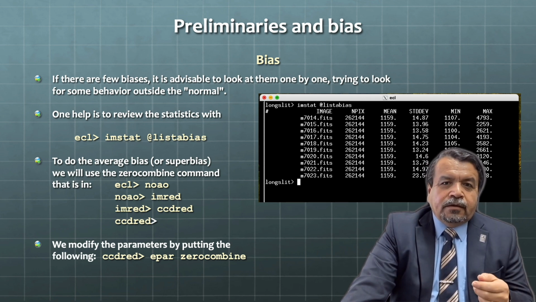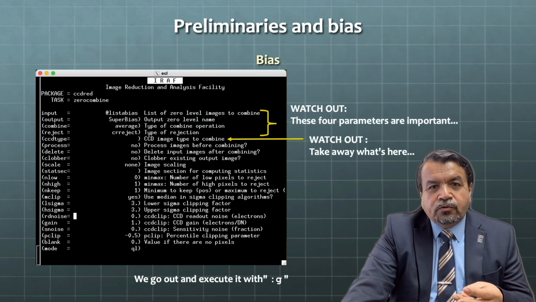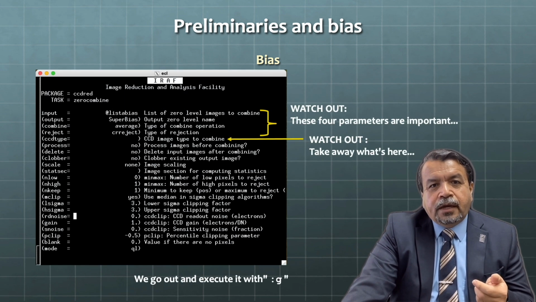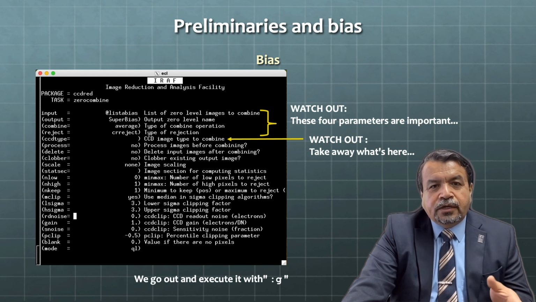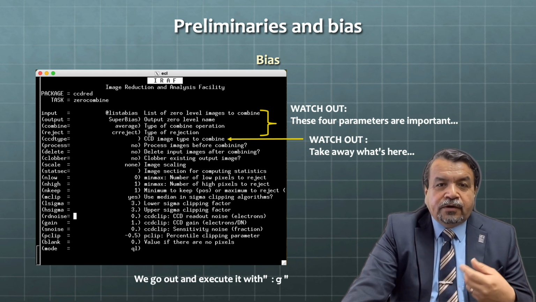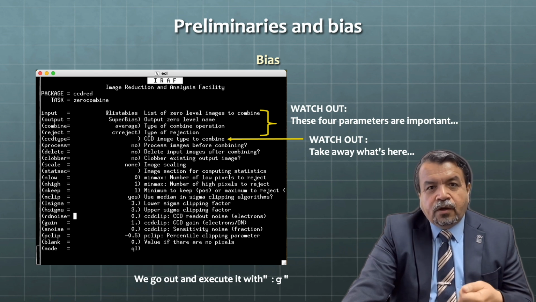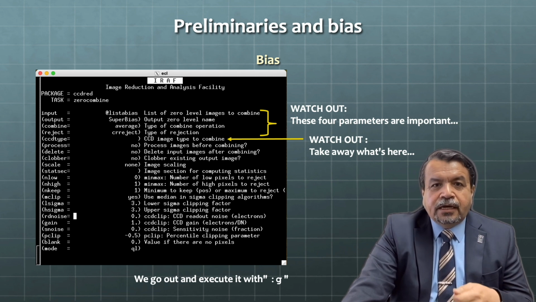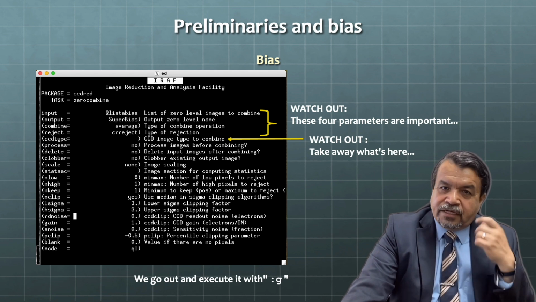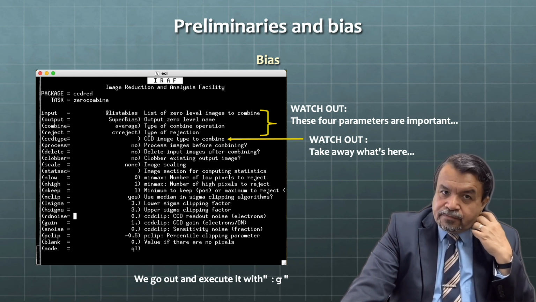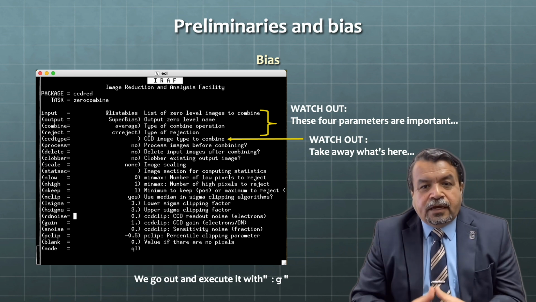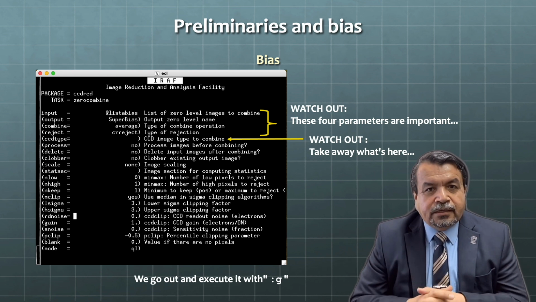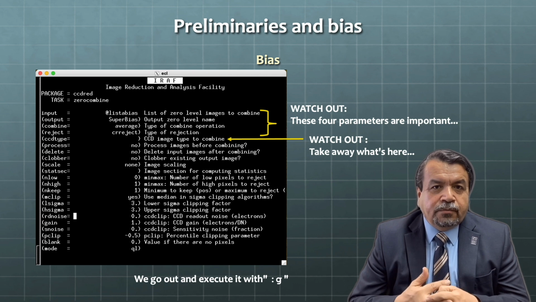Well then, in order to create the average bias or the super bias, you have to utilize the zerocombine command. So you will need to delve into the task families, right? One component that is essential is CCDRED, and within that, the EPAR must be set to zerocombine in order to combine effectively. When one performs the EPAR, it is done in order to edit the parameters that a specific task may possess.